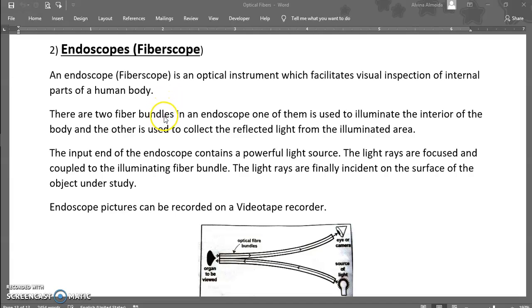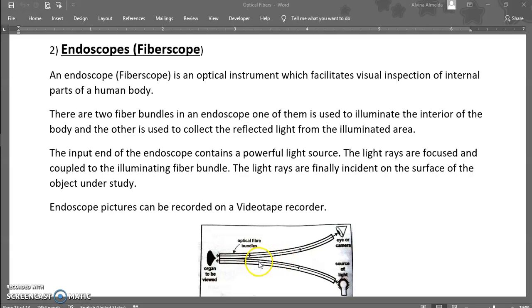There are two fiber bundles in an endoscope. One of them is used to illuminate the interior of the body. Here, this part. This bundle is used to illuminate the internal part of the body, the organ which is to be studied. And the other bundle is used to collect the reflected light from the illuminated area.